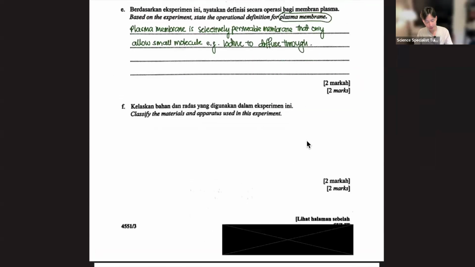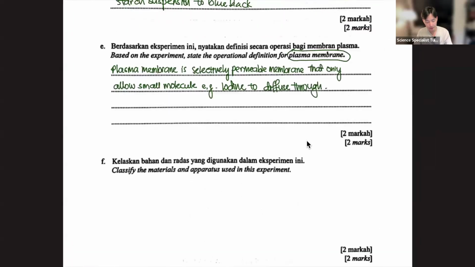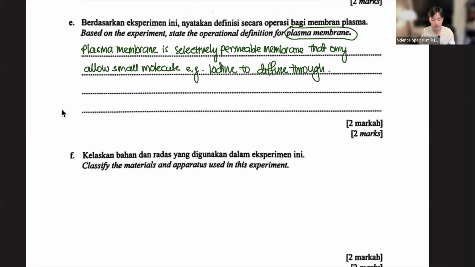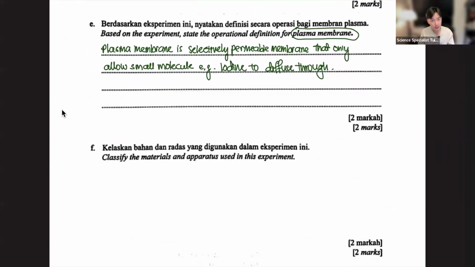So you must write something that is related to the experiment. You must write something that is used in the experiment. Okay. It's a semi-permeable membrane. How do you prove it in the experiment? I see iodine move through, and that is operational definition. These are definitions, and these definitions are operational. In this experiment, they proved it. So that is something related to operational definition.